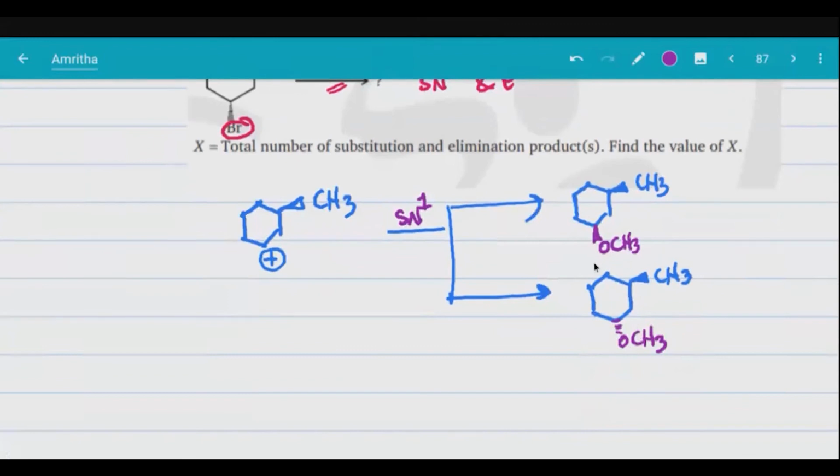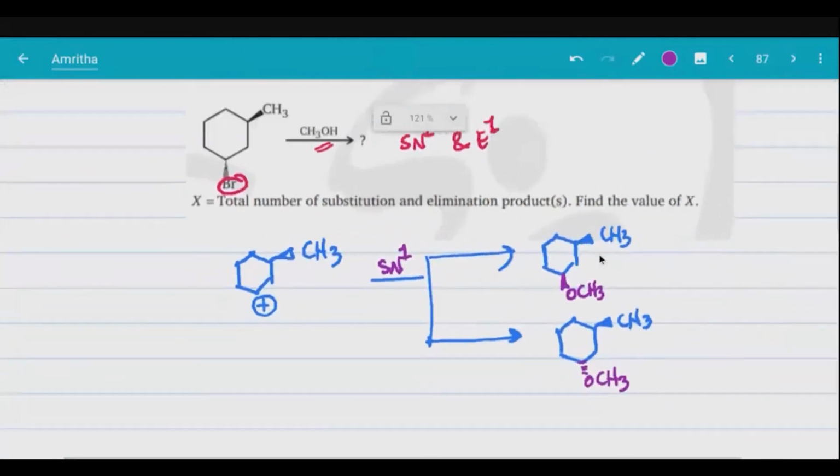Is there any other product? No, right? Only two, because it is secondary. Again, if you shift to this position or this position, it again becomes secondary. Only look at the next carbon, don't look at the third carbon or fourth carbon. Just look at adjacent carbons. Is there any rearrangement? No, because there is no extra stability. So two products are there, SN1.